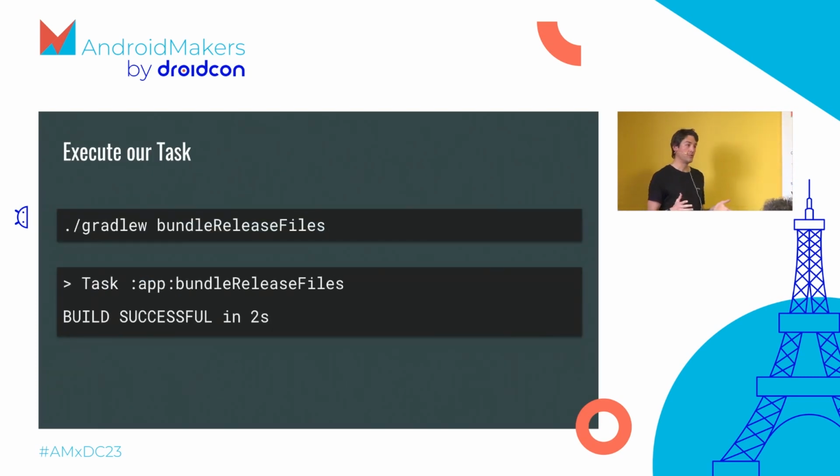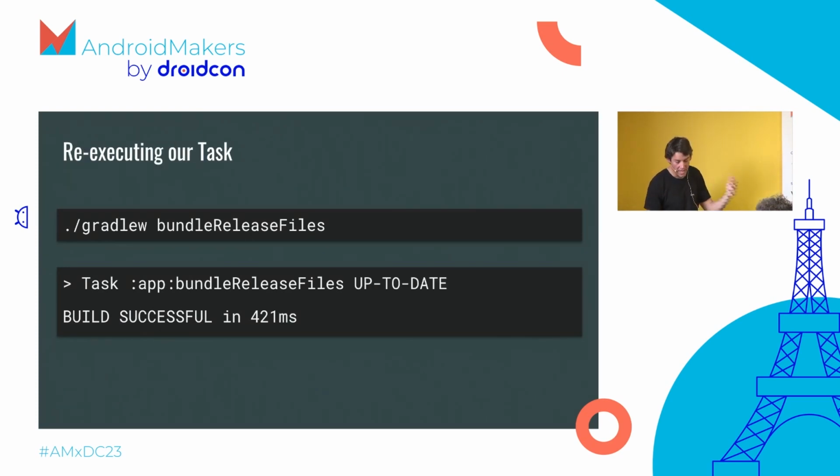Now we want to execute our task. So we open a terminal, we type gradle and the name of our task, that is here, bundleReleaseFile. We execute it here, and we see that it takes 2 seconds. If we re-execute our task, this time the task state is up to date, and we see that the whole execution takes less time.